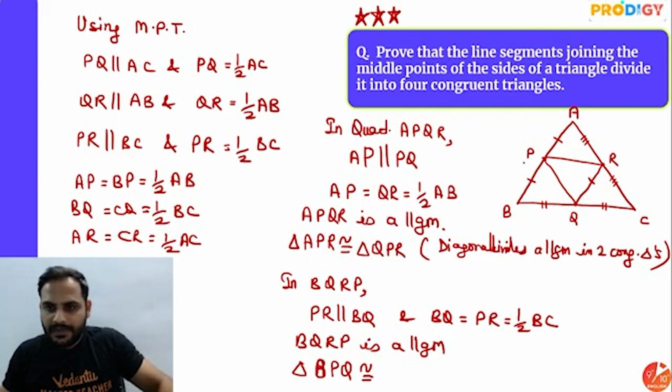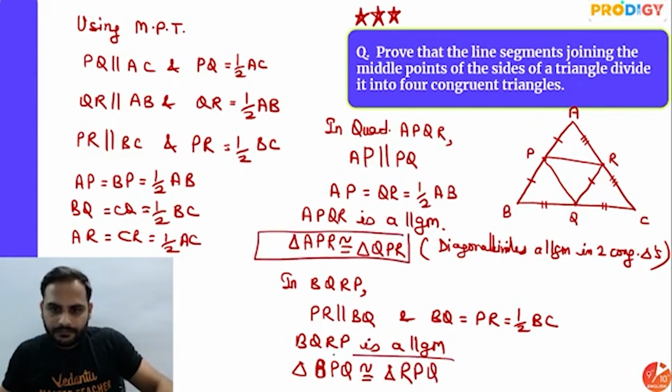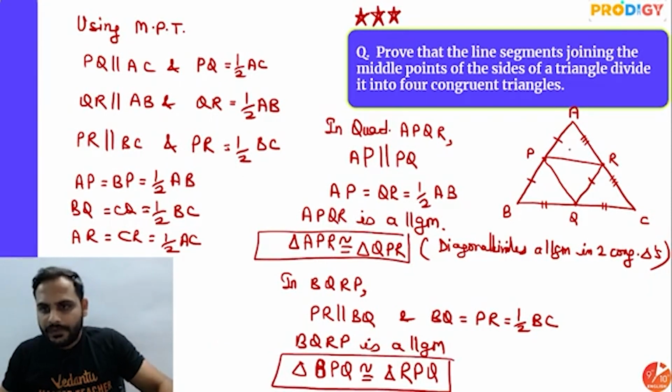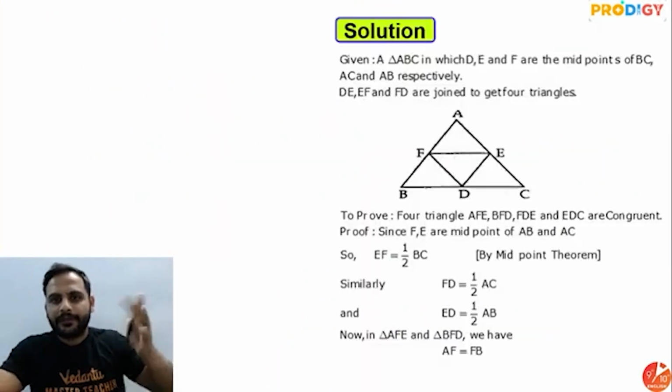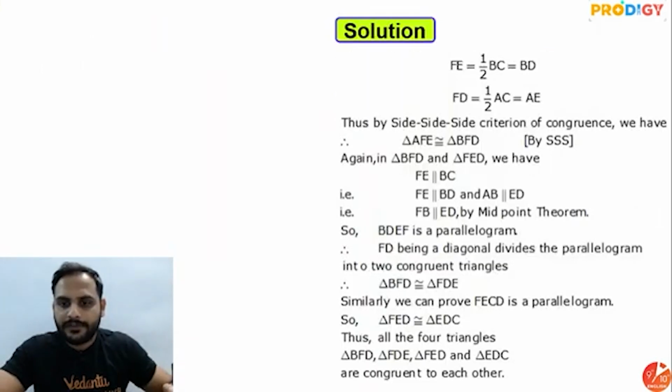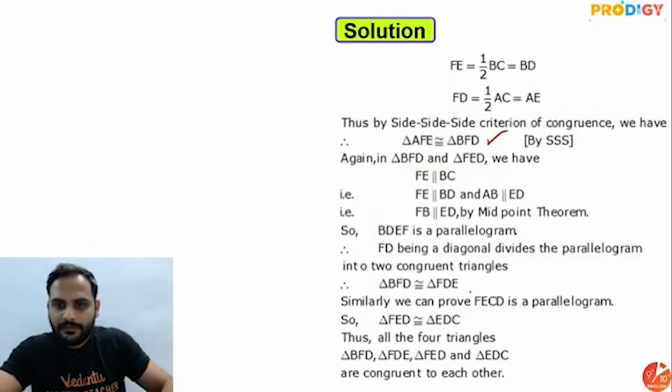Similarly triangle BPQ is congruent to triangle RPQ. So these two triangles are congruent, and these two triangles are congruent. Similarly these two you'll again prove congruent. So all three triangles we have proved congruent to this triangle, so automatically all four will be congruent to each other. Some rotation you'll be getting, from congruent to each other. So write it like this, all four triangles will be proved congruent.